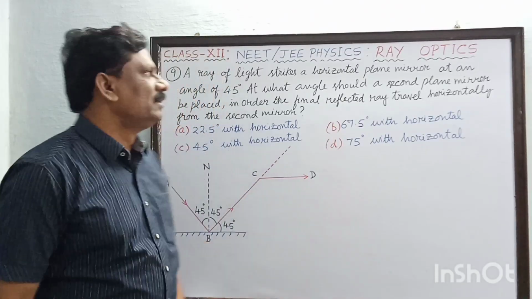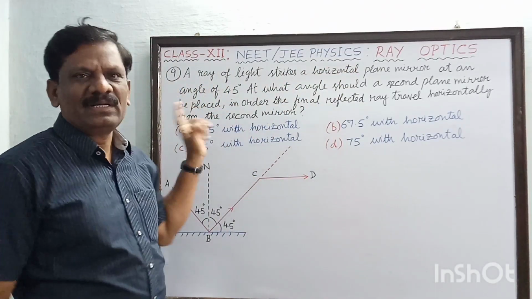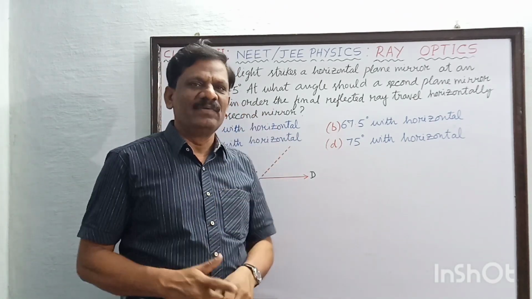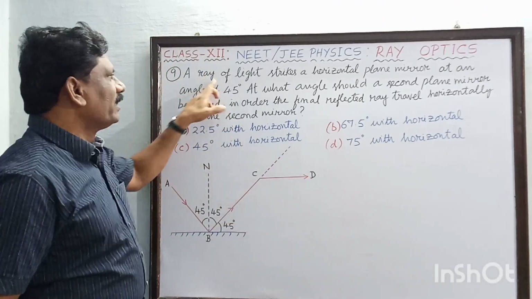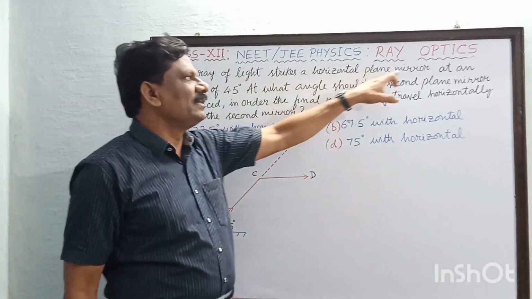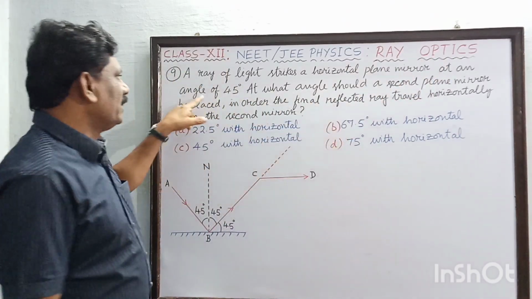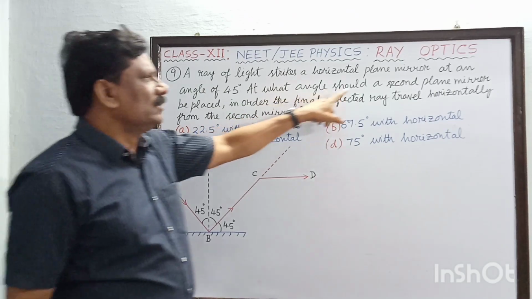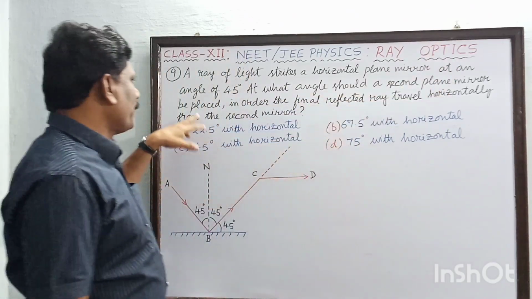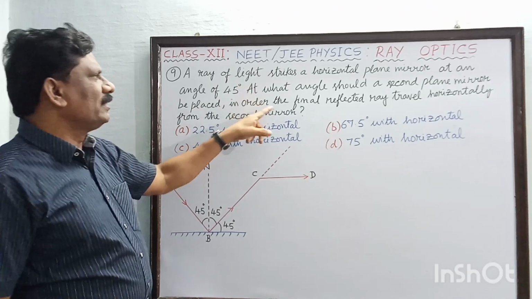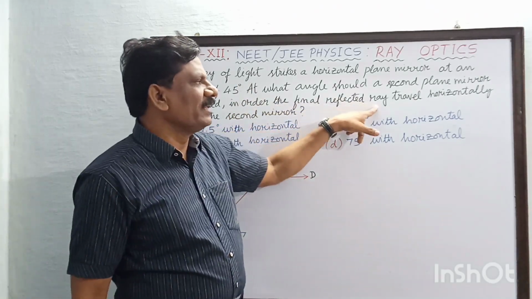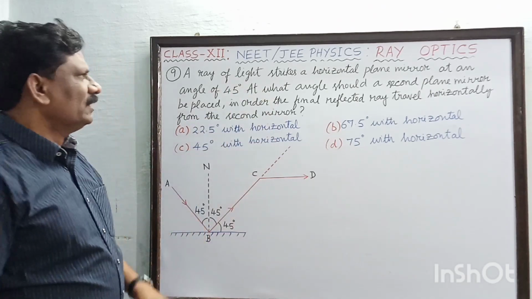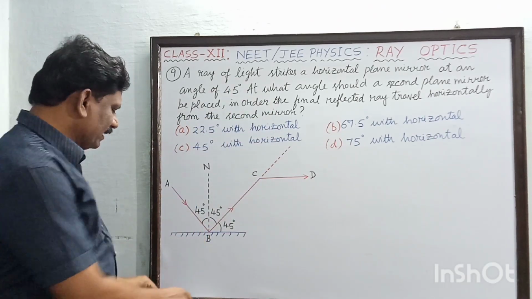Hi students, in Ray Optics, problem number 9. It is a very good problem which is testing our intelligence. A ray of light strikes a horizontal plane mirror at an angle of 45 degrees. At what angle should a second plane mirror be placed in order that the final reflected ray travels horizontally from the second mirror? So I have drawn a simple diagram for our understanding.